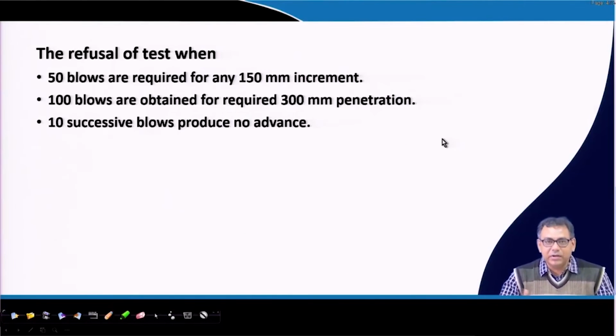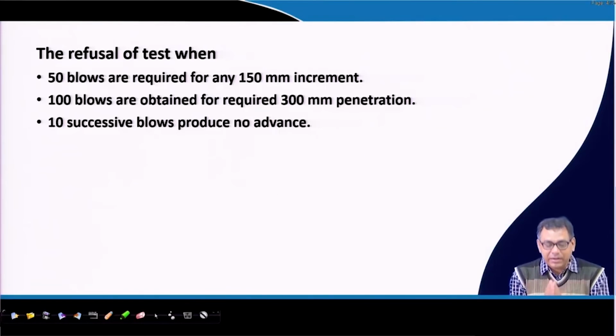Now, when will we finish our test? One option is that we fix up to which depth we will do the test. Another option is that every time you have to go for 450 millimeter penetration, but sometimes because there is a very hard strata we cannot go for 450 millimeter penetration. In such a case, when will we stop the test?